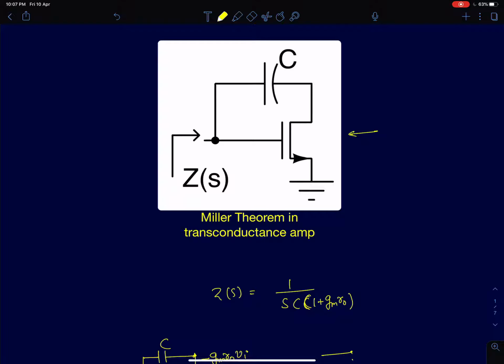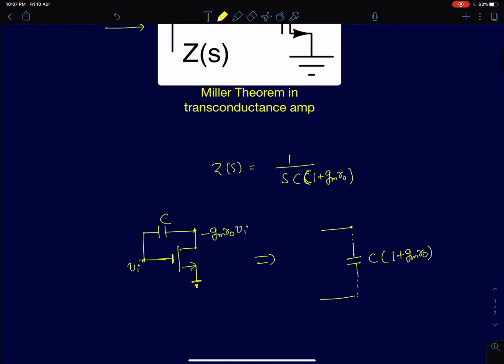Okay, so we'll start with the first circuit shown here. We have a MOS amplifier between gate and drain. We have connected a capacitor of value C. We are interested in what is the input impedance of the circuit.